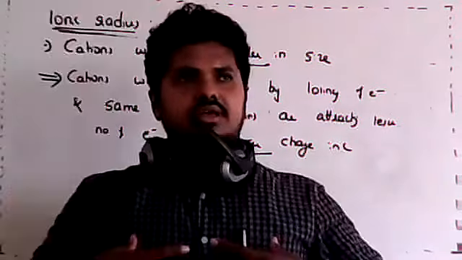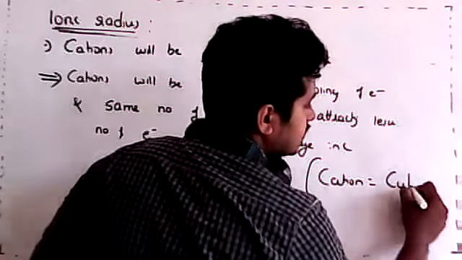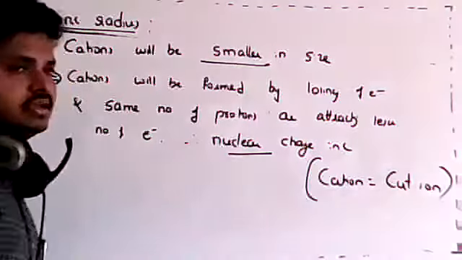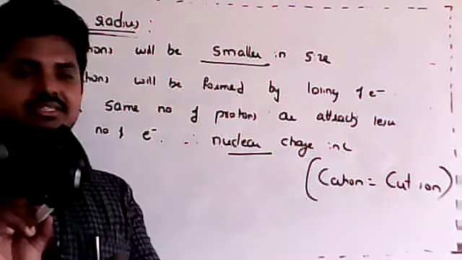Got it? Actually there is one simple way to remember this. There is one simple way to remember cation. You know, at the beginning I used to remember it like this: cation, you can read it as cat-ion.